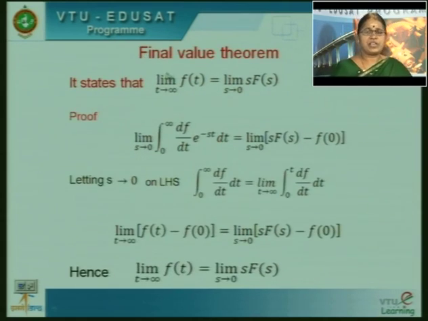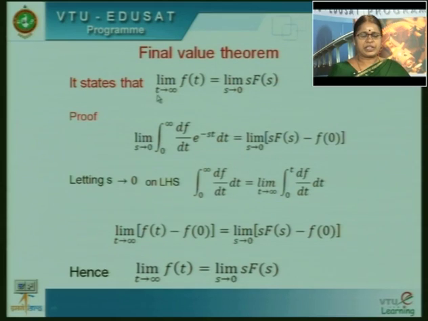The next theorem is the final value theorem. This final value theorem states that limit t tending to infinity f of t is equal to limit s tending to 0 s into F of s. Limit t tending to infinity f of t means the value of the function under steady state condition. You can also call it the final value of the function.